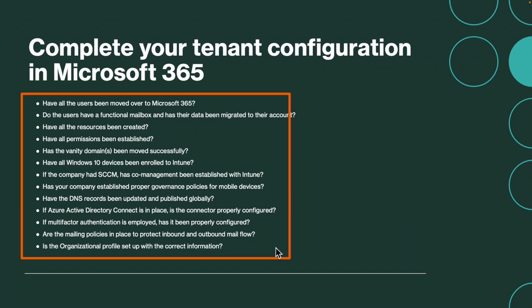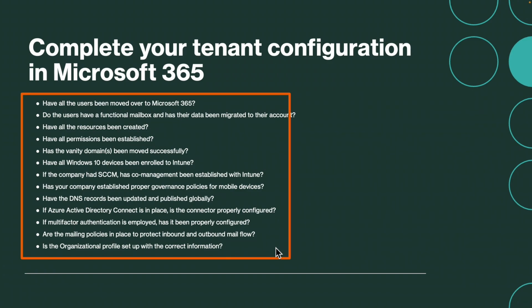Do you have proper governance policies for your mobile devices? Has the DNS record been updated or published globally? If you have Azure Active Directory Connect in place, is the connector properly configured? Do you have multi-factor authentication employed, or has it been properly configured? Are all the mailing policies in place, or is your organization profile set up with the correct information? So these questions help organizations determine if the basic setup has been completed and configured correctly.